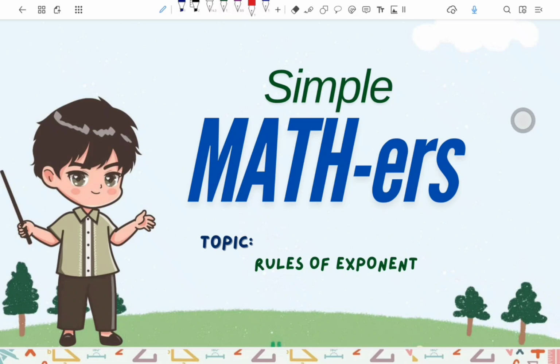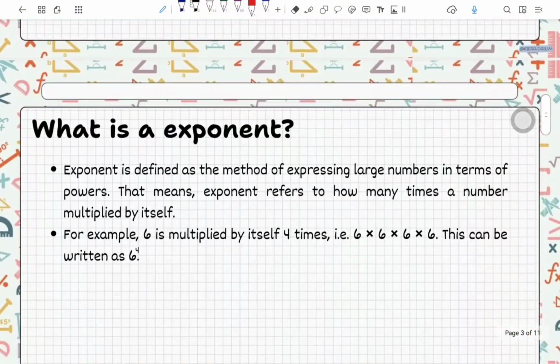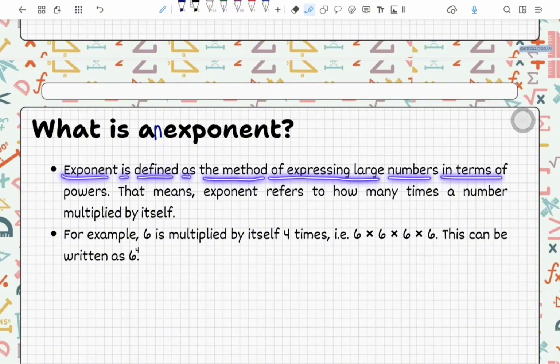Our topic for today is rules of exponent. Again, rules of exponent. Let's have the first question. What is an exponent? Let's read together. Exponent is defined as the method of expressing large numbers in terms of powers. So exponent is making large numbers into smaller numbers, but we are going to use powers.